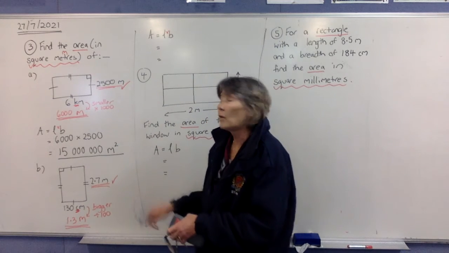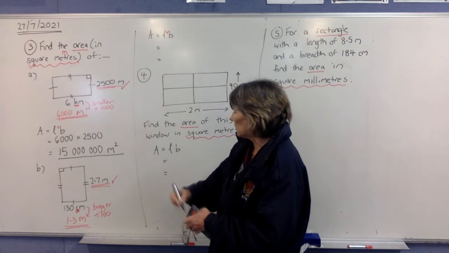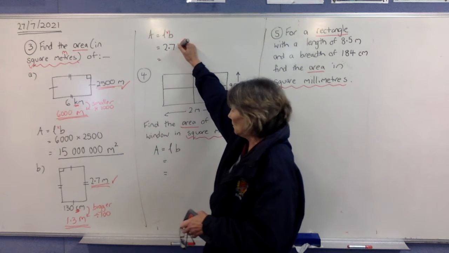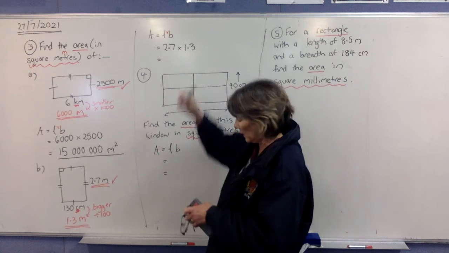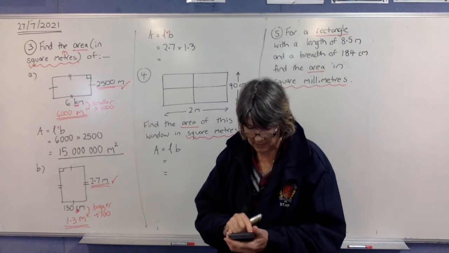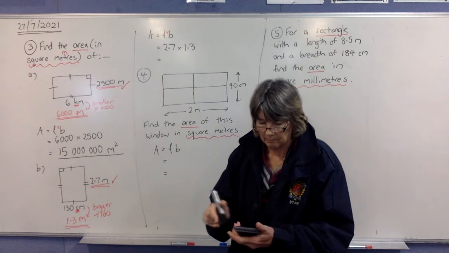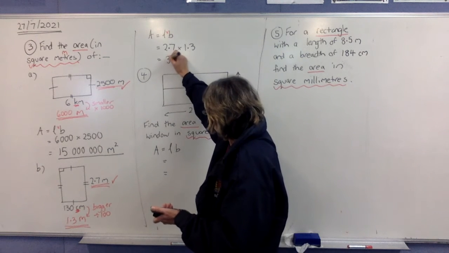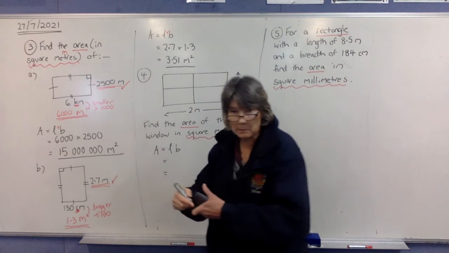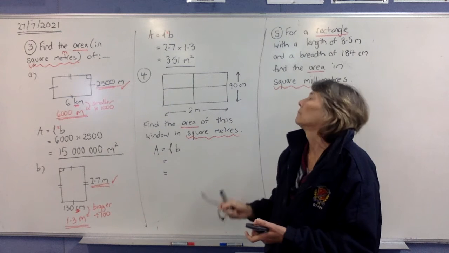So put your formula down, A equals L times B. Then we're going to do A equals 2.7 times 1.3. Then we're going to go to the calculator, type that in, and we get this answer. And the answer is in metres squared because the numbers we put in were in metres.